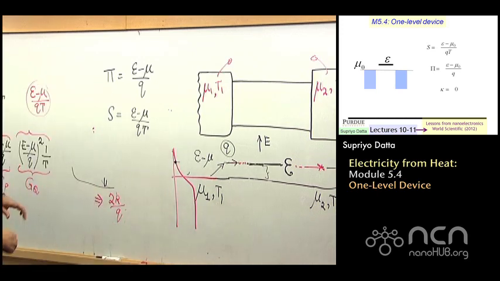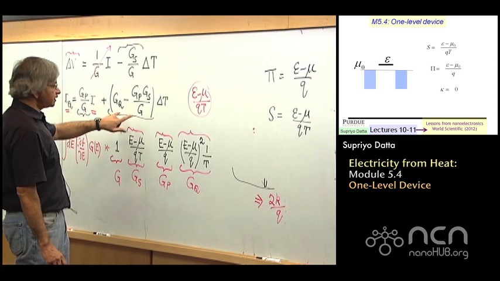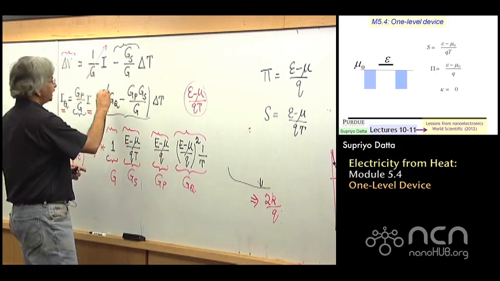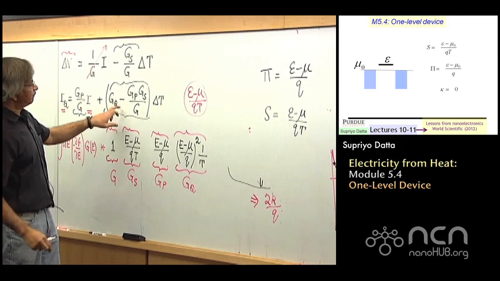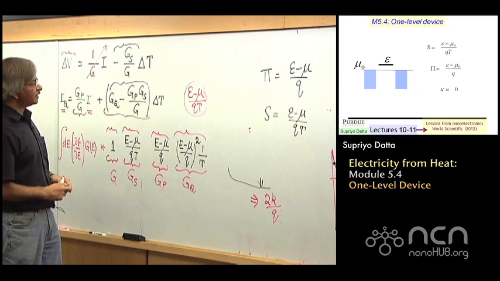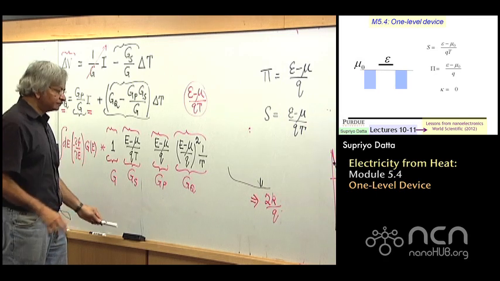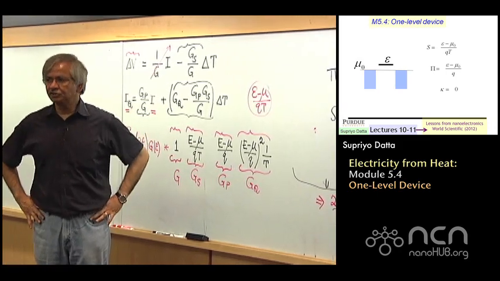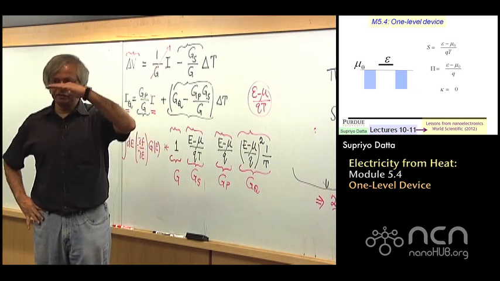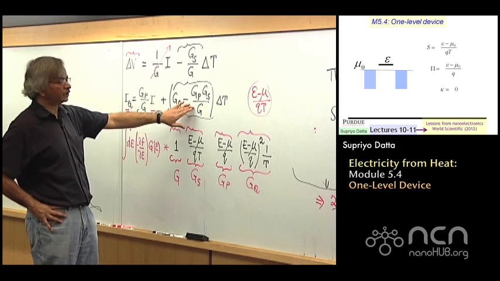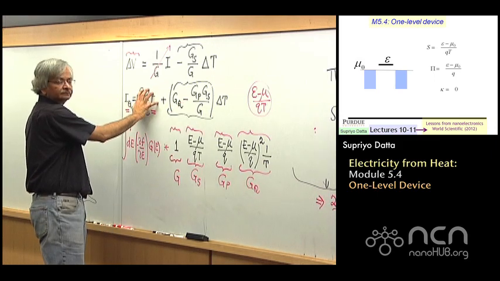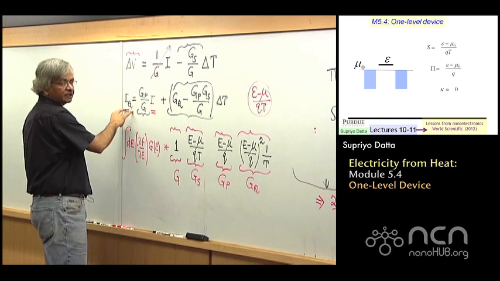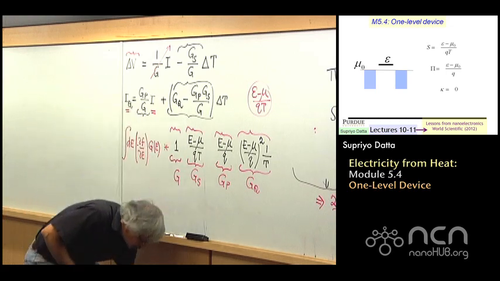Now, what's interesting is also this last one, namely the heat coefficient. That is the one which comes from calculating that quantity, GQ minus GPGS over G. Formally again, if you calculated the heat current, that's part of this homework problem, you'll get zero. So what it tells you is that a single level device, a one level device, does not have any heat conductivity. So if no current is flowing, then for a temperature difference, there will be no heat current carried. Now that actually, if you think about it, almost looks obvious.